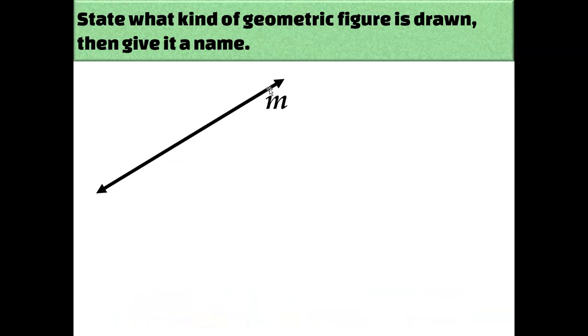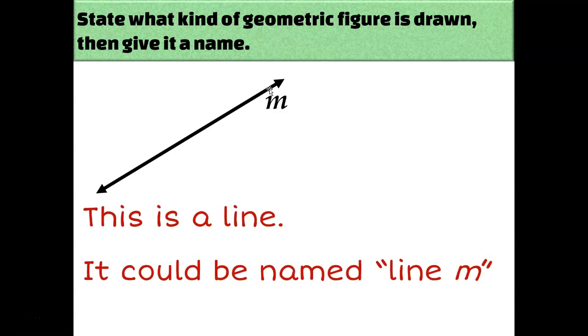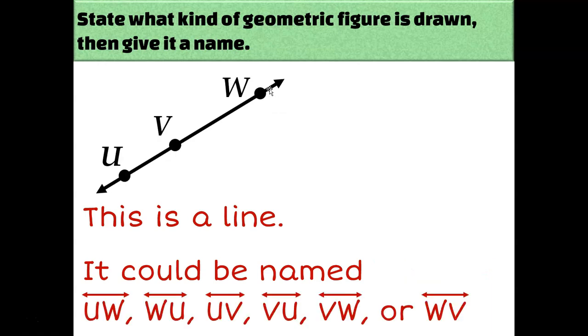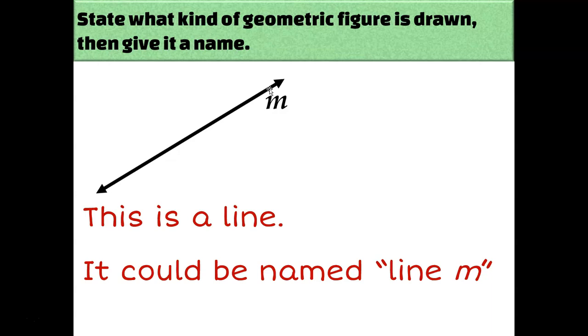Our next example is actually the same line, but instead of having points drawn on it, we have a lowercase cursive letter. So that means that this could be called line M, and that's it. So sometimes you'll see lines like this that have points, and sometimes you'll see lines like this that have no points and instead just have a lowercase cursive letter that we can use to name it.